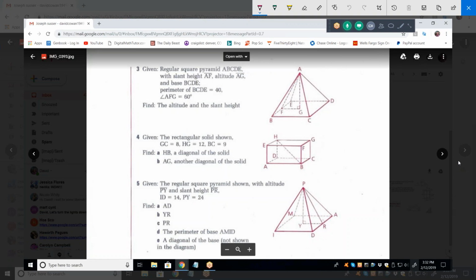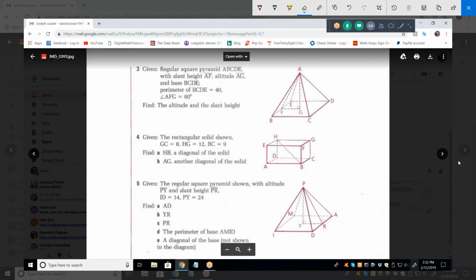Well, you can see AF is a bisector of that outside triangle ABE. And that's what a slant height means. So it's like the altitude of the triangle facing. Yeah, exactly. If you were looking at it from this angle, AF is the altitude of triangle ABE. Okay. All right, let's see what they have to say here.